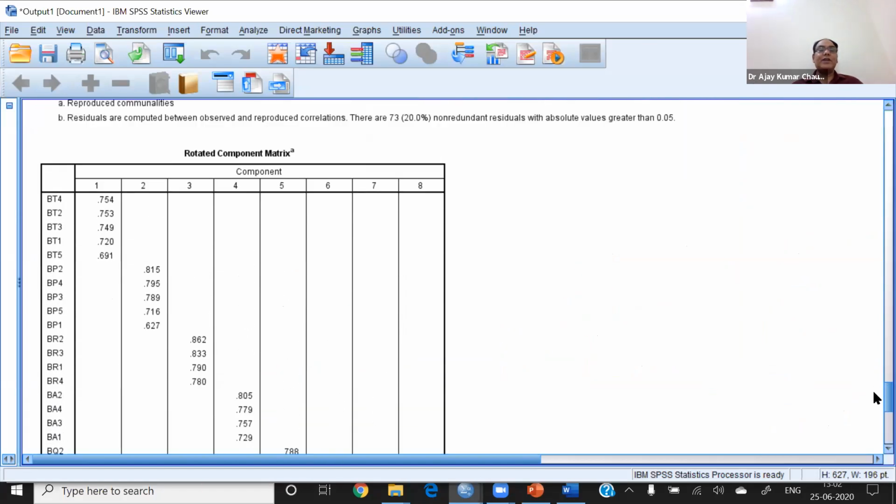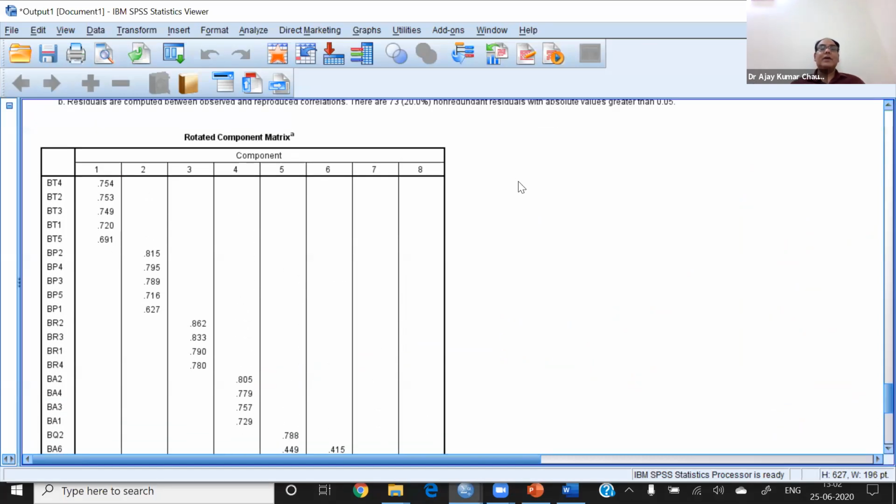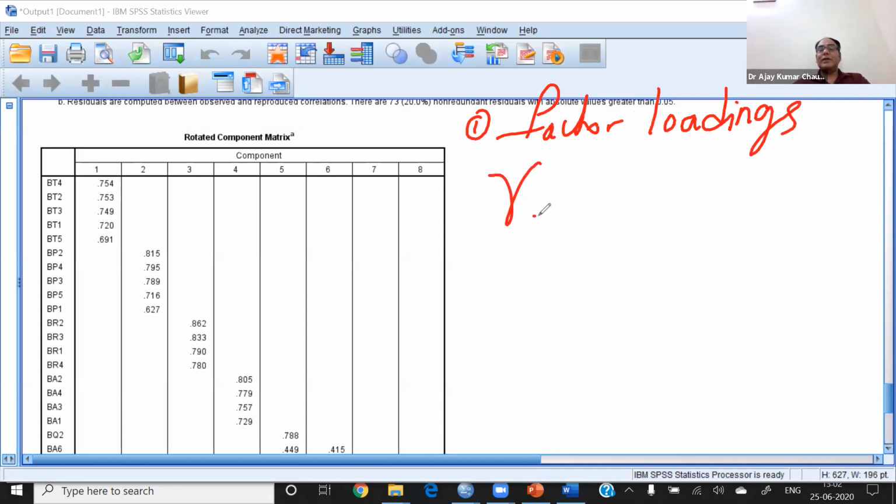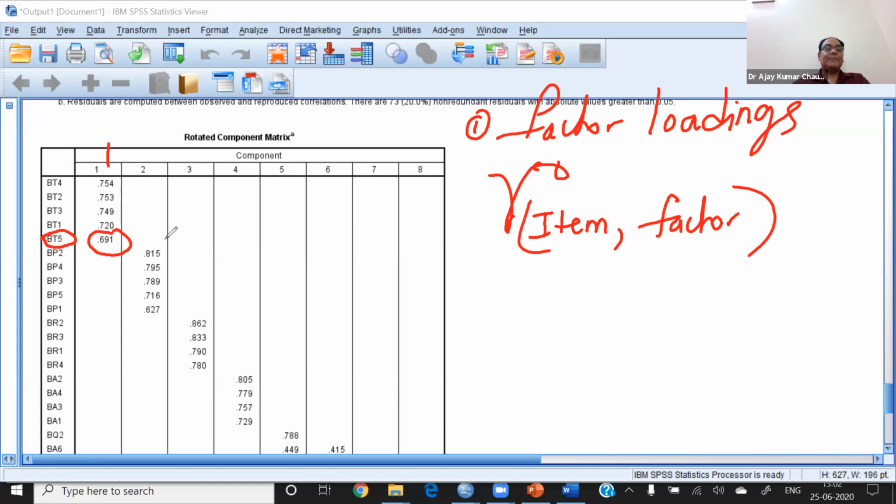this is my rotated component matrix, and in the rotated component matrix, you can see that there are 5 statements in factor 1 which are clearly coming, having this number called factor loading. So in this table, there are 3 things which you should know. Number 1, what is factor loading? Factor loading is nothing but the correlation between the item and the factor. This is the correlation between factor 2 and BP2. So I hope you can understand this correlation.